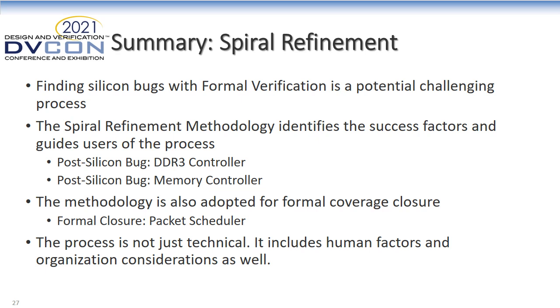We talked about the packet scheduler. For phase 1, we set up the design for formal verification. For phase 2, we are targeting functional coverage and structural coverage. For phase 3, we perform formal coverage closure by using the proof cone formal coverage.